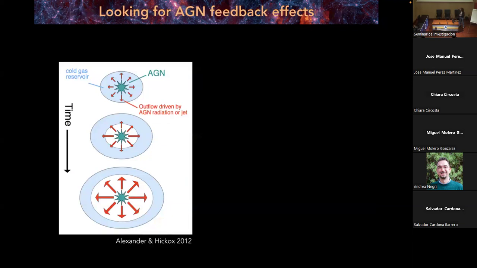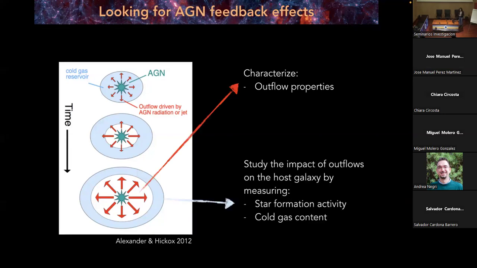Okay, so since I'm an observer, let's look at possible ways to find these effects of AGN feedback. On the one hand, we can characterize the feedback mechanism itself, so measure outflow properties. On the other hand, we can study the properties of the galaxy that are impacted by feedback, and in particular, the star formation activity and the cold gas content. And here I refer to the cold gas because it's the direct fuel for future star formation.